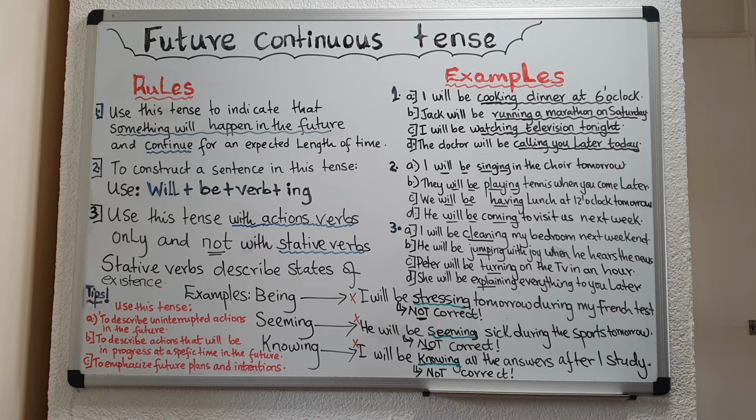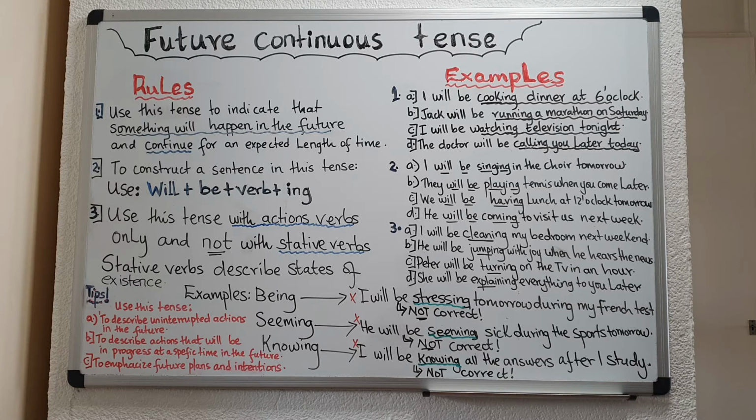Okay, rule number 2. Use to construct a sentence in the future continuous tense. To construct a sentence in this tense, use will plus be plus verb plus ing.